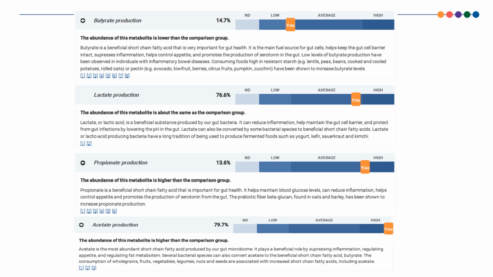An average to high potential to produce these is ideal and can be seen in the example here, with the exception of butyrate, which is low. If any of these are low, there are suggestions for specific prebiotic fibers or resistant starch to increase levels.